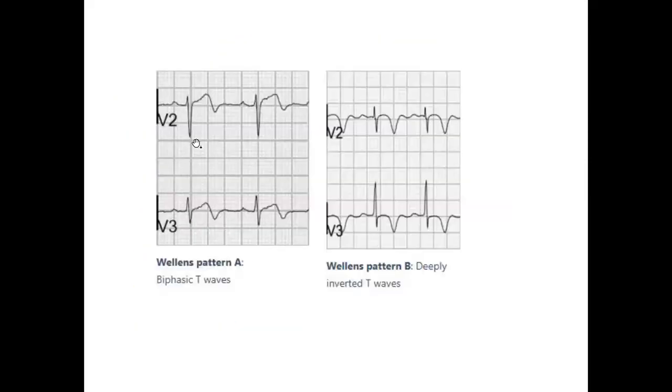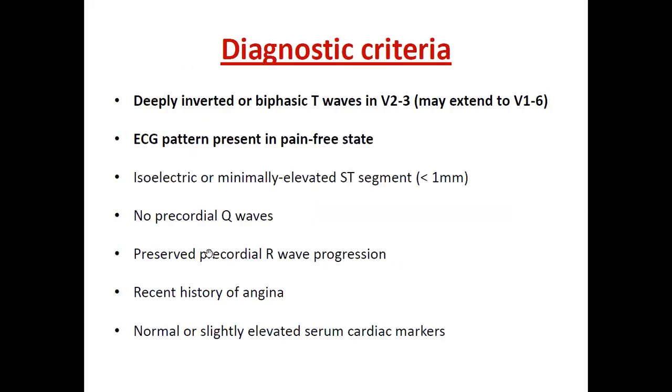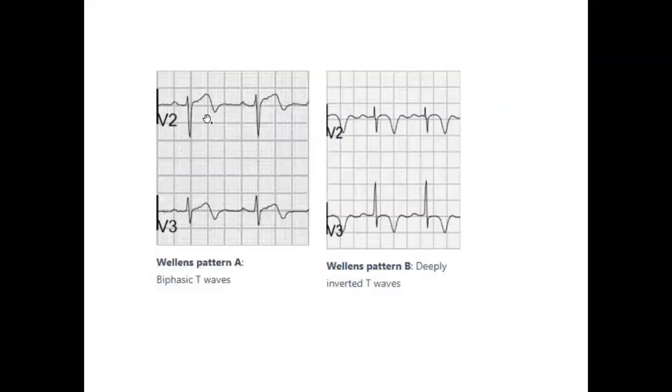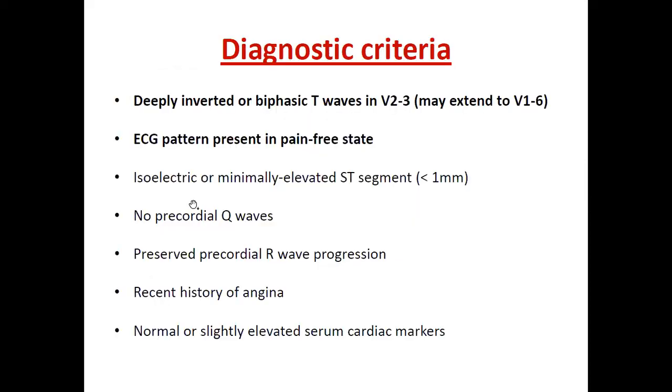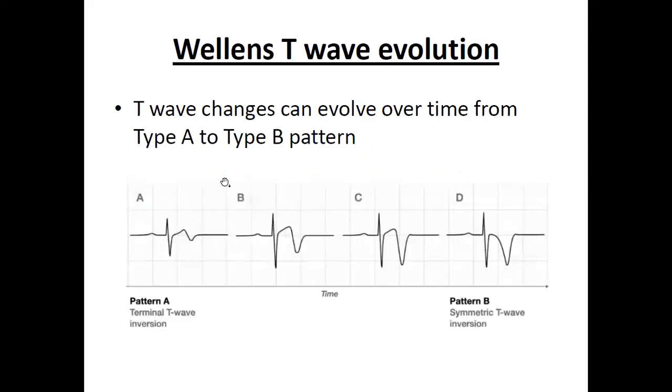There are no precordial Q waves. You can see here there are no Q waves. And then there is preserved precordial R wave progression. So R wave progression is generally preserved. You can see here the R wave is normally preserved. There is a recent history of angina, and cardiac enzymes are only normal or slightly elevated.